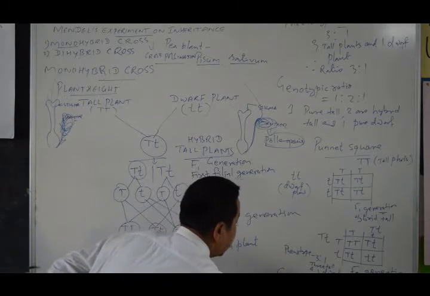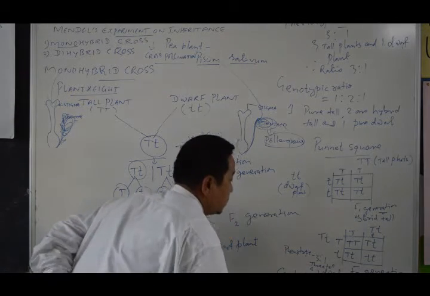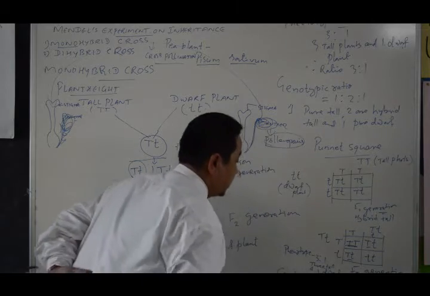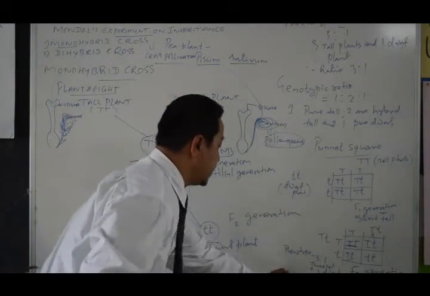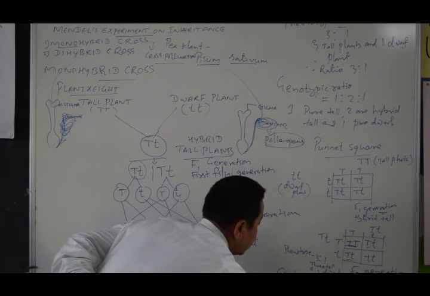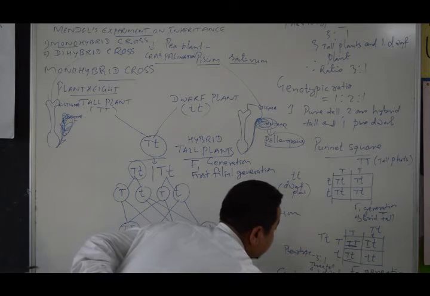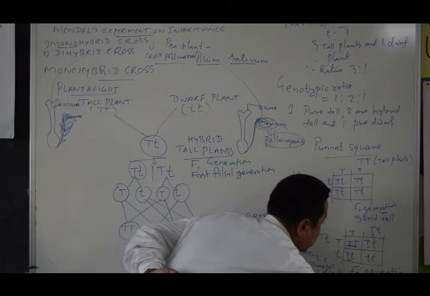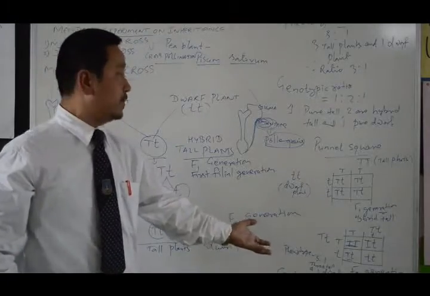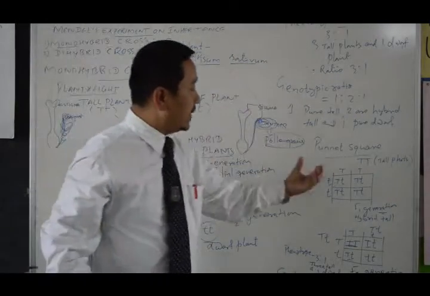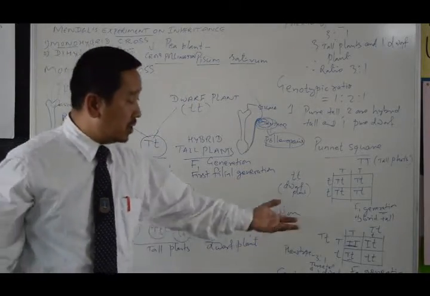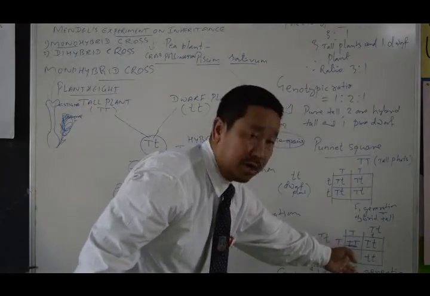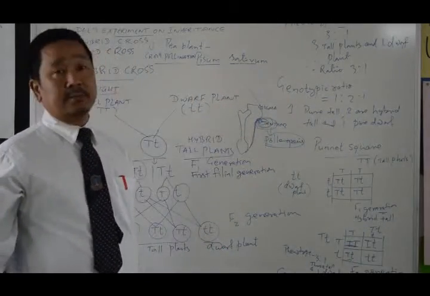Then the genotype would be 1 pure tall, these 2 hybrid tall, and the last one dwarf. That means 1 pure tall, 2 hybrid tall, and 1 pure dwarf. So the result is the same, whether by this method or by the Punnett square method. Out of 4 plants, 3 are tall and 1 is dwarf. The result is the same in both methods.